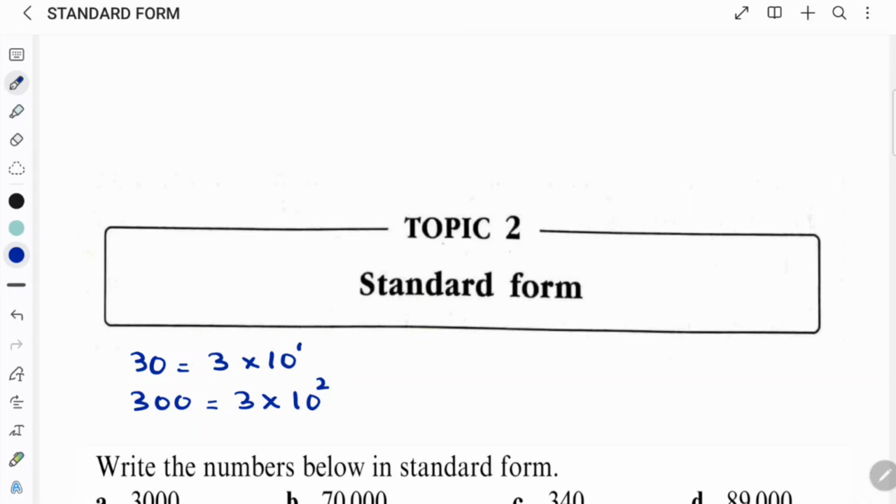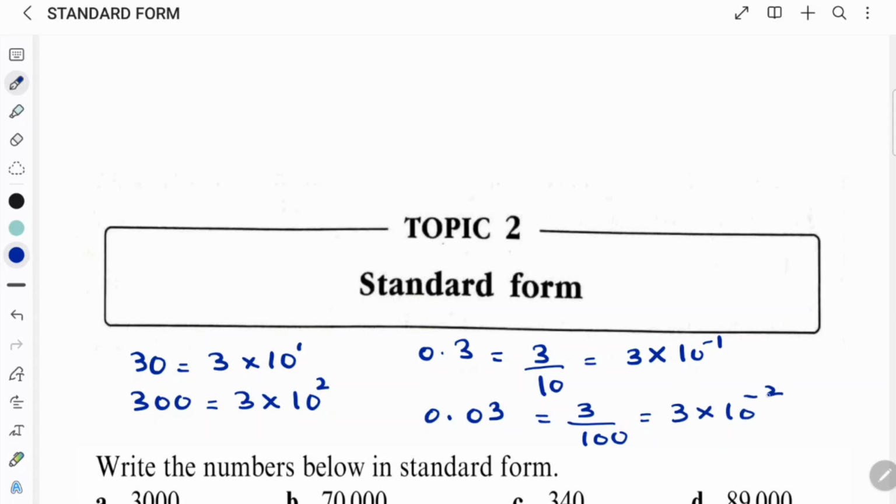And if the number is 0 point something in decimals, for example 0.3, that means 3 over 10, and 3 over 10 means 3 times 10 to the power minus 1. And 0.03 means 3 over 100, and that will become 3 times 10 to the power minus 2. Look, 3 is at the second place and it is minus 2. If it is at the first place, it is minus 1. Remember, whenever you have numbers in 0 point, we get negative powers, and whenever the number is not 0 point, you get positive powers.